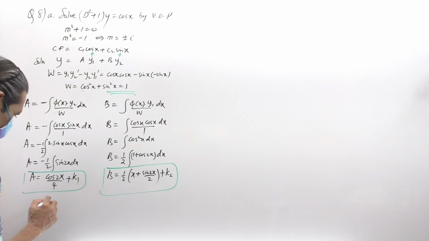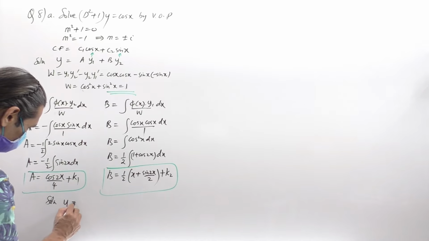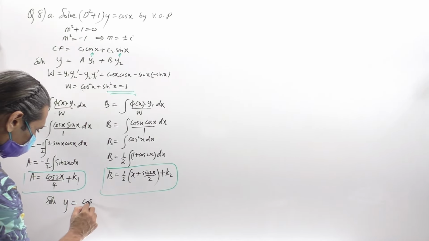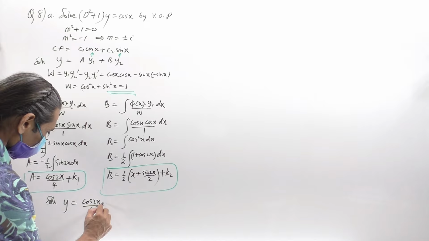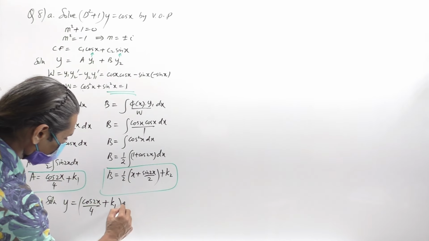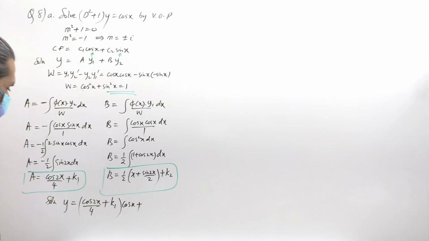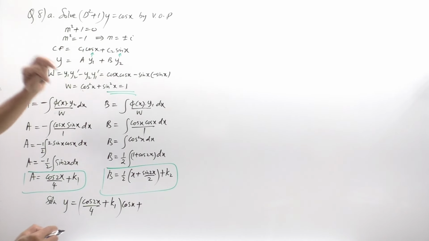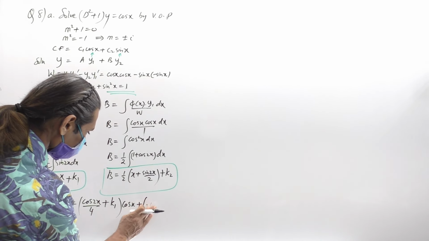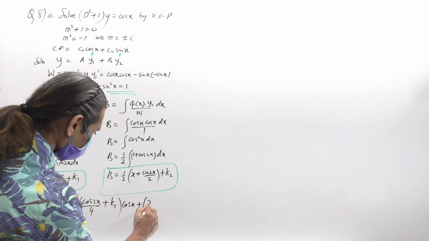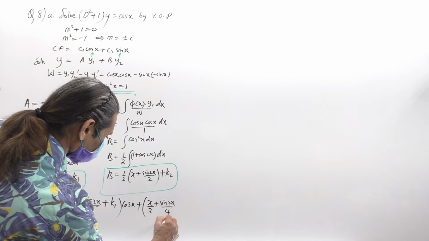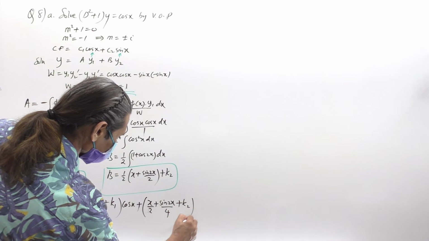Therefore the solution will be y is equal to, just simply put here, that's enough. So a, what is a? It is (cos 2x)/4 plus k1, whole into cos x, plus b into y2. What is b? I will take it inside. So 1 x by 2, I take this inside, x/2 plus (sin 2x)/4 plus k2, and that's enough.